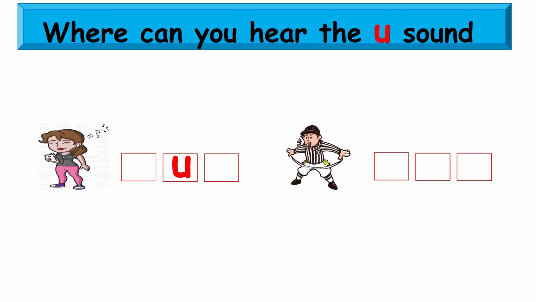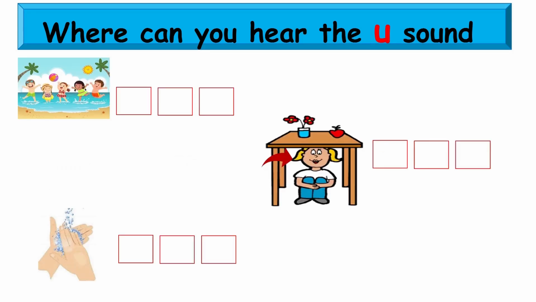Great. Next one, we have umpire. Very good. That's the initial sound. You can use the first box. Next, we have fun. Where can you hear the sound? Yes, that's the middle sound. You use the second box. We have here rub. Good job. That's the middle sound. You use the second box.